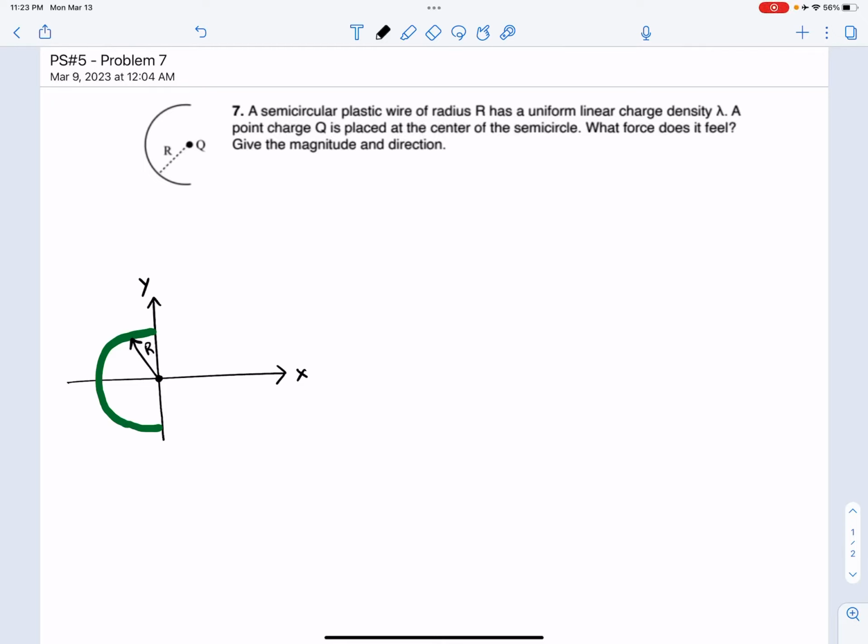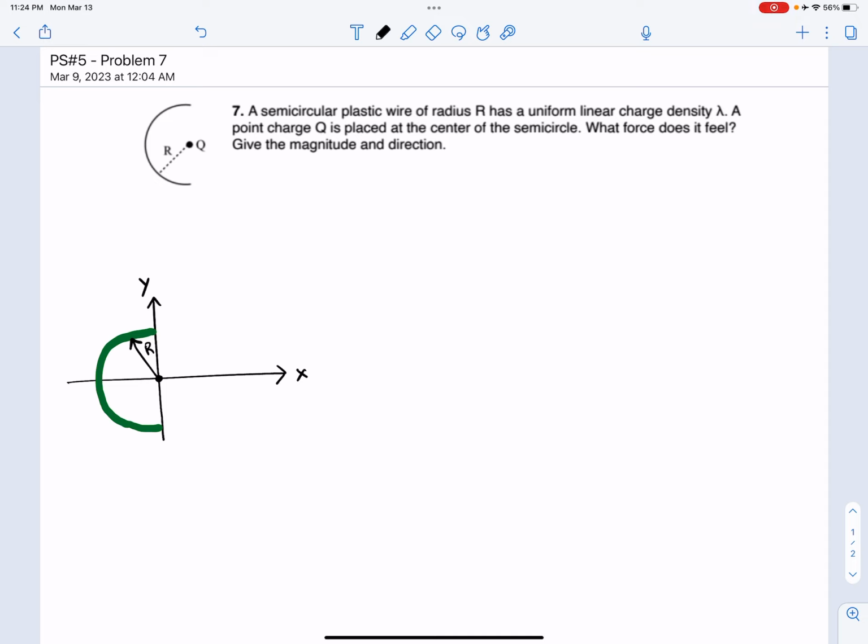Hello, this is problem set number 5, problem 7. A semicircular plastic wire of radius r has a uniform linear charge density lambda. A point charge q is placed at the center of the semicircle. What force does it feel? Give the magnitude and direction.